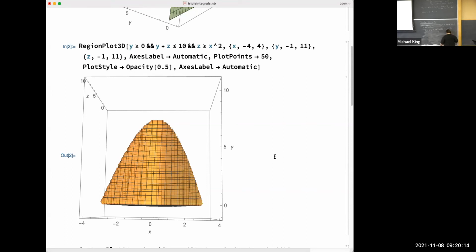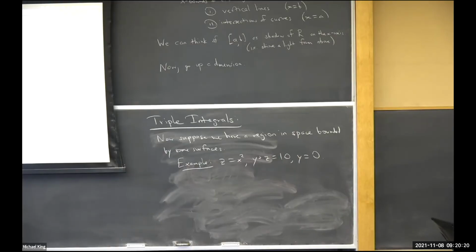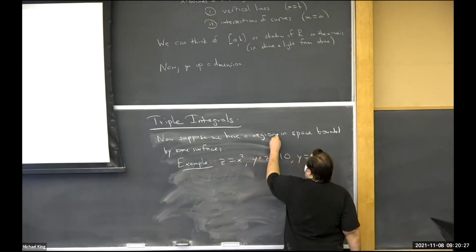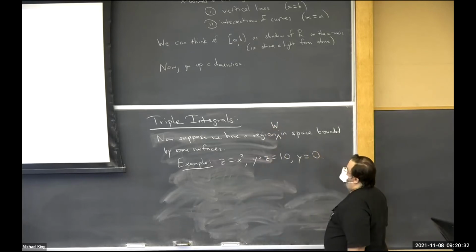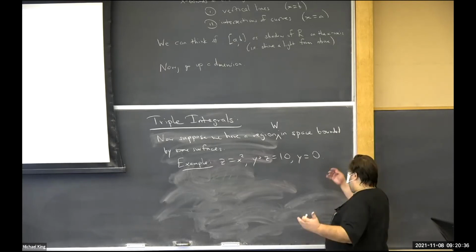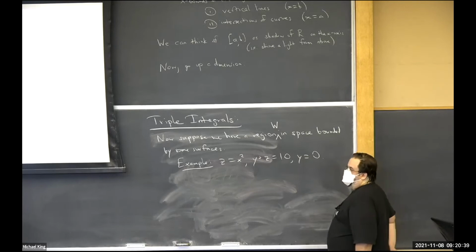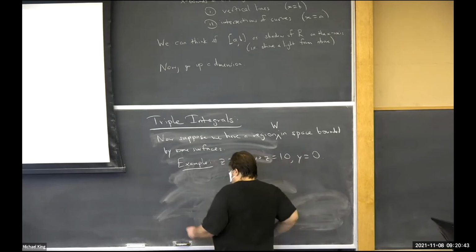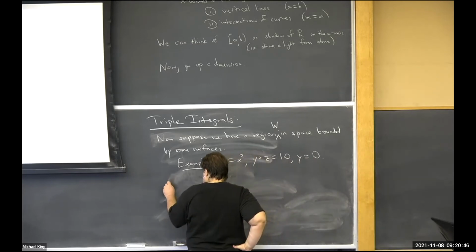So if we want the volume of this region, let's just think about it. By the way, somehow the book and I like to use R for two-dimensional regions and W for three-dimensional regions. I don't know why. So W is what we're going to call this region in space. So it's like find the volume of W.